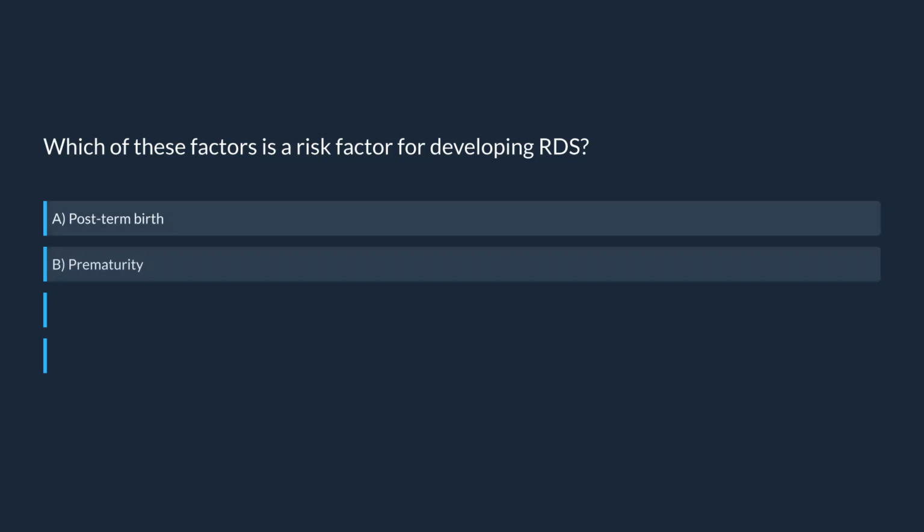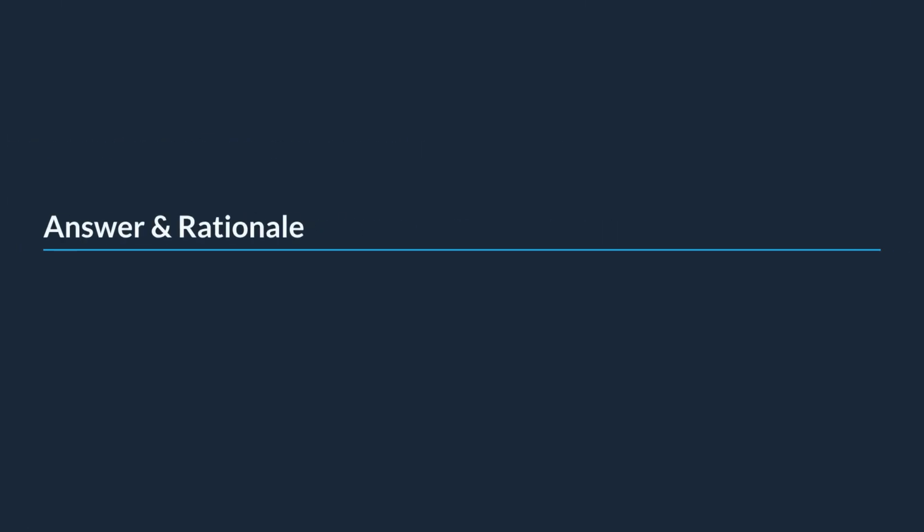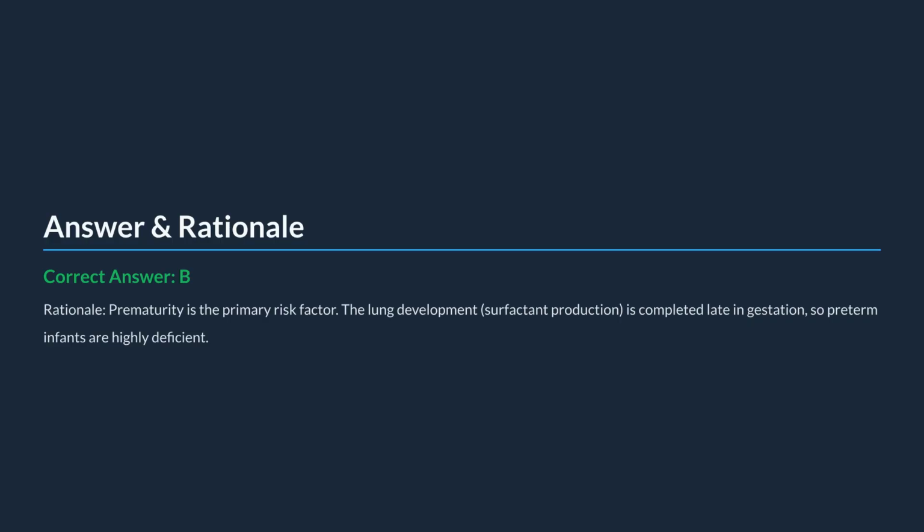Which of these factors is a risk factor for developing RDS? A. Post-term birth, B. Prematurity, C. Intrauterine growth restriction, or D. Breech presentation. The correct answer is B. Prematurity is the primary risk factor, as lung development and surfactant production are completed late in gestation.